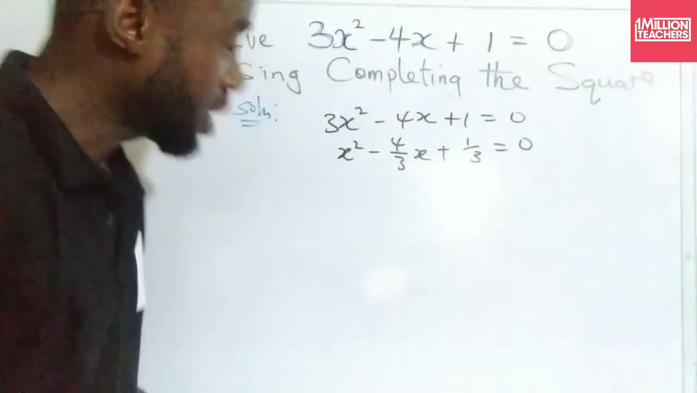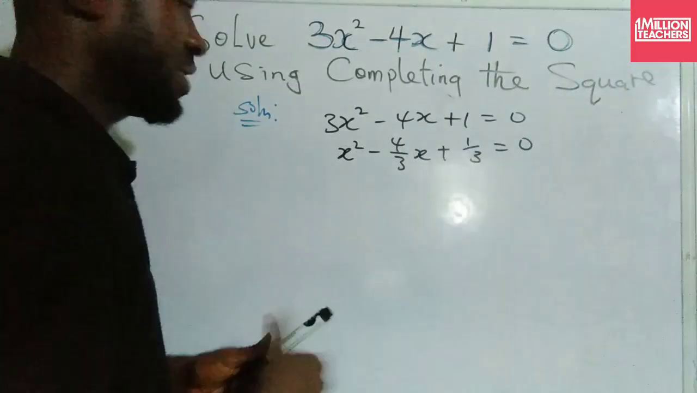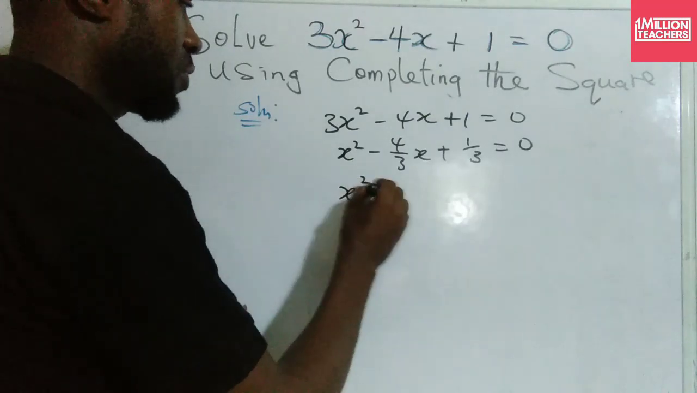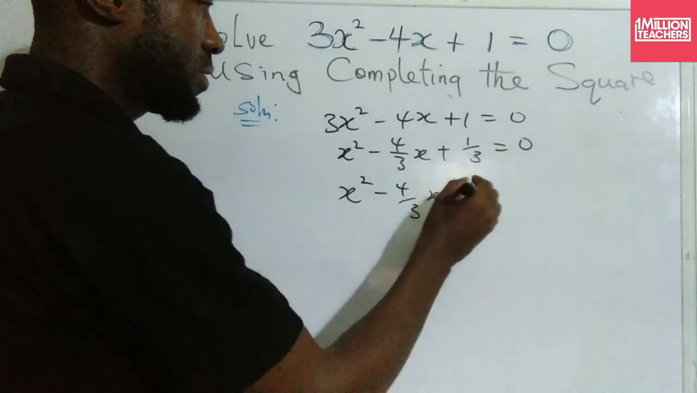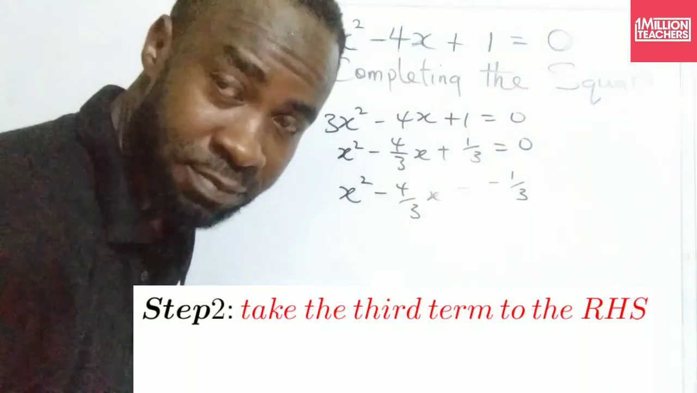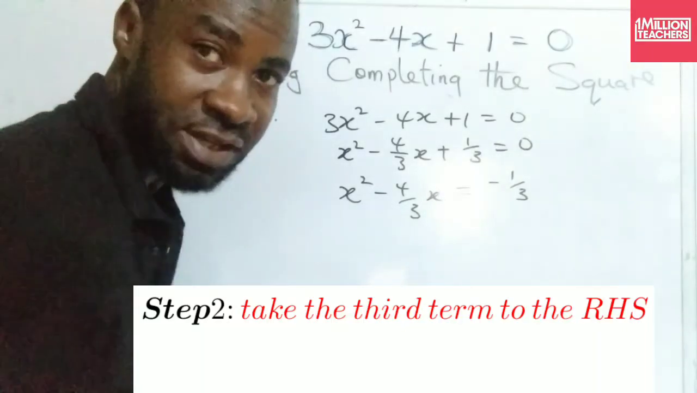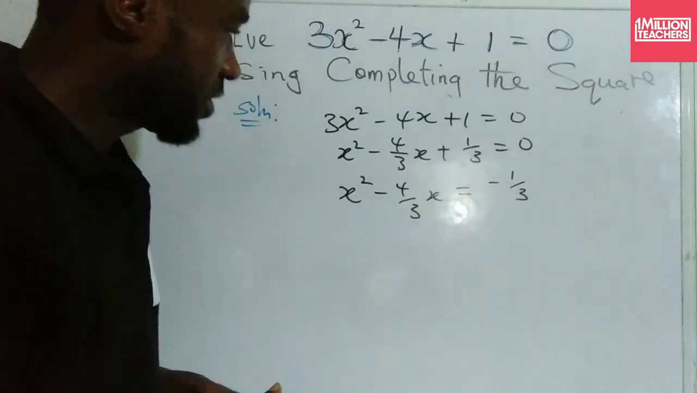That's our step 1. Now step 2 is I'm going to take this third term to the right hand side. So I'm having x squared minus 4 over 3x equal to minus 1 over 3. So this is the second step. Second step, take the third term to the right hand side. Now let's go to the third step.